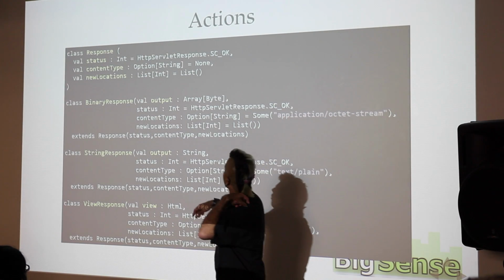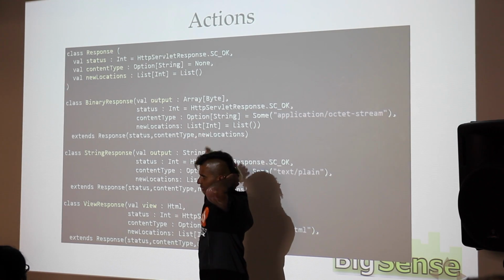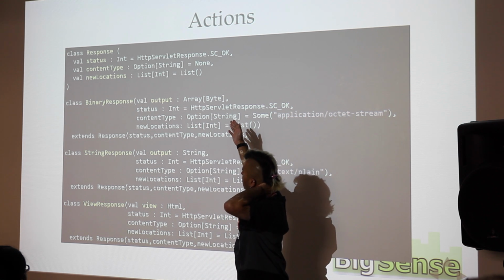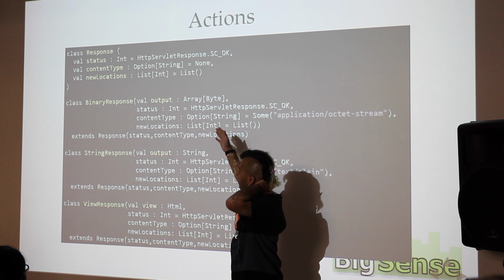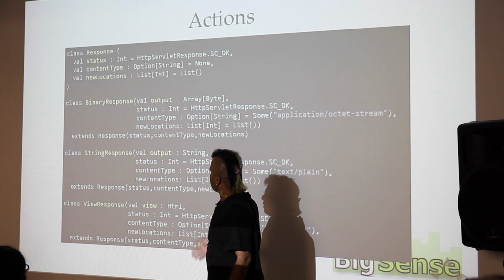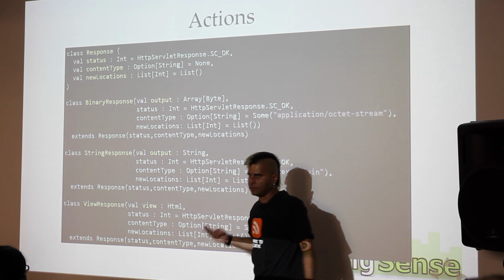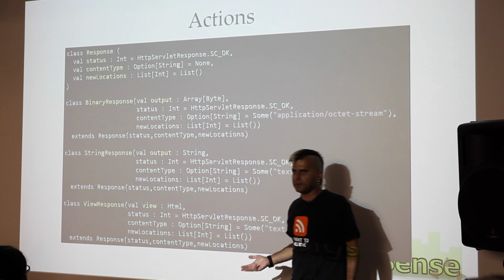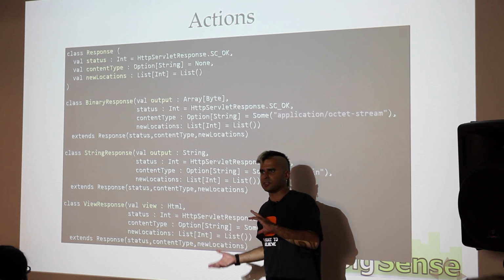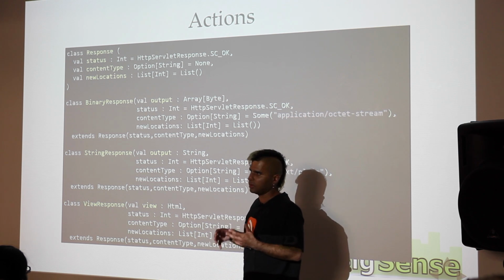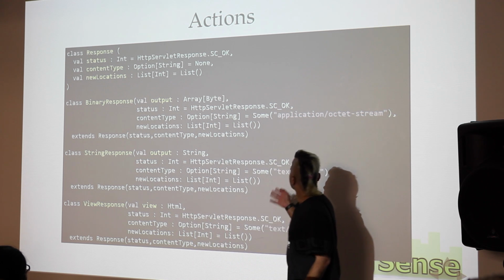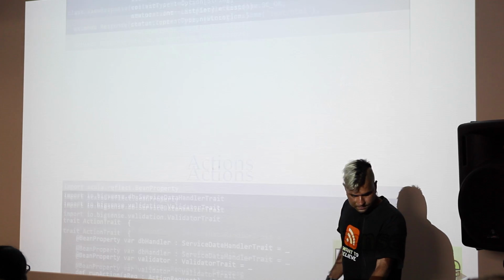Sorry, so here's an example of the response. So we have an action, we have a response. So we have a basic response type, class response, I have our status, content type, new locations if they're new headers. So we have three basic response types: binary, string, and a view. For the view, I'm just using twirl templates that are standard in Play 2. Twirl is the templating language used in Play 2. It's been extracted into its own project, and you can just implement it in your own project as so. And then we have some defaults that are pretty sane.